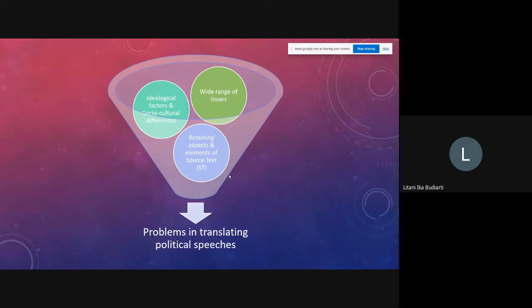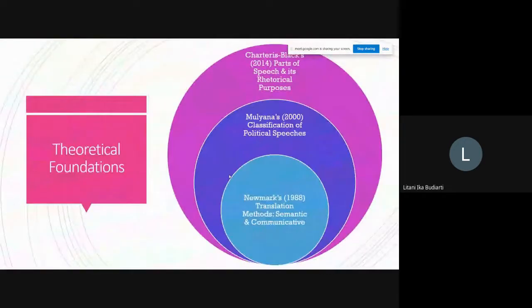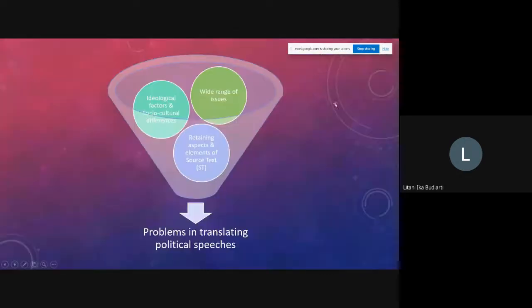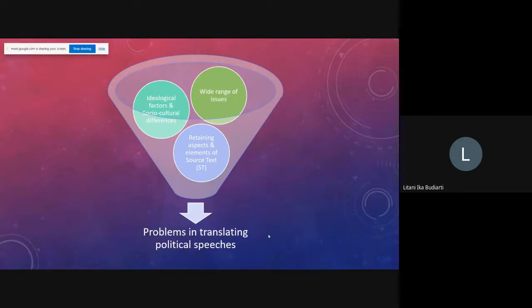At least there is a wide range of issues, like economic, social, and political issues, and then ideological factors and sociocultural differences, and then retaining aspects and elements of the source text. This one, retaining aspects and elements of the source text, has something to do with the special genre of political speeches. I will explain it later.